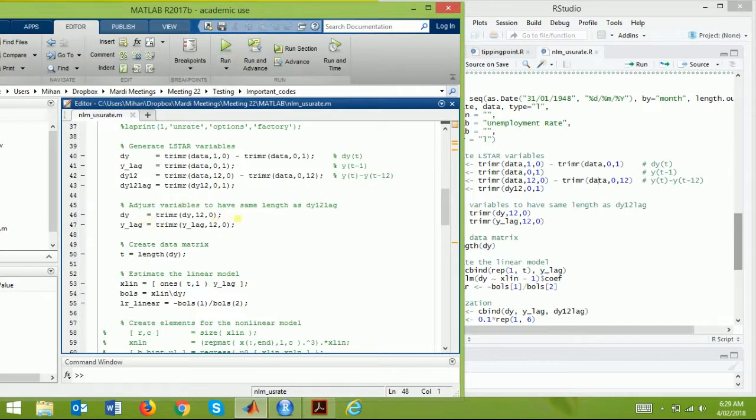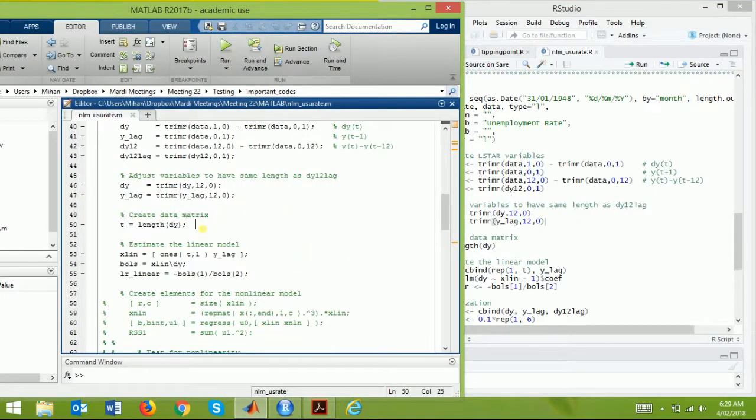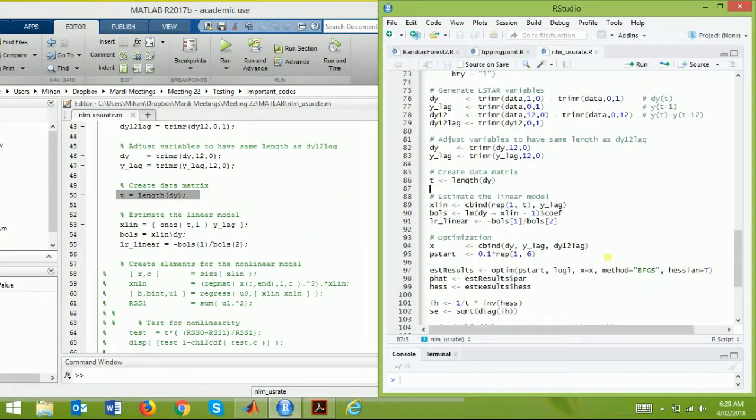So dy is, because this has trimmed about 12 observations, we'll just trim the 12 observations in both cases and then make them the same dimension. Then we create our data matrix from here, okay, where T is the total number, corresponding to the length or the size of the Y observations.